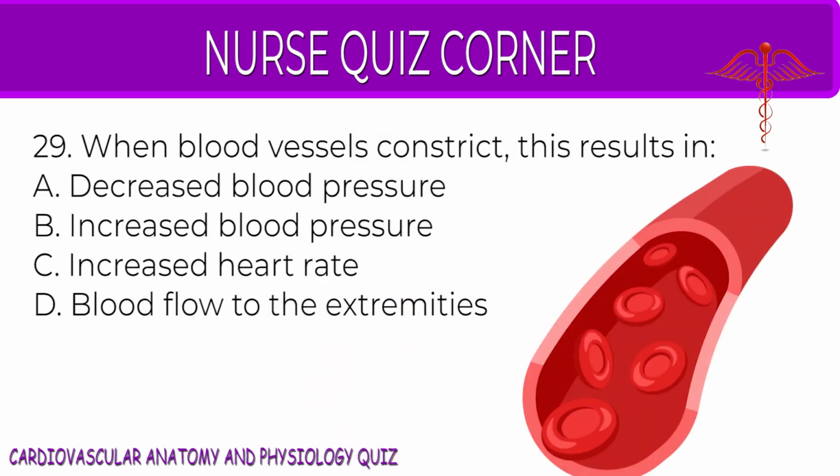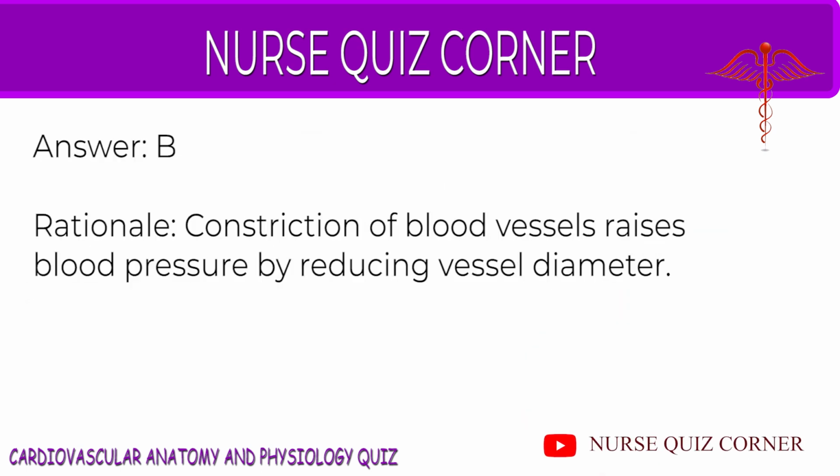29. When blood vessels constrict, this results in: A. Decreased blood pressure. B. Increased blood pressure. C. Increased heart rate. D. Blood flow to the extremities. Answer B. Rationale. Constriction of blood vessels raises blood pressure by reducing vessel diameter.